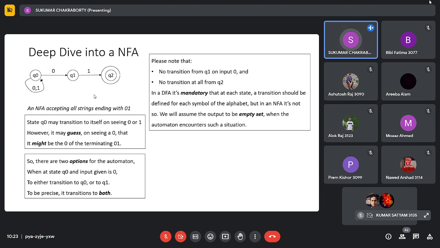We have not seen this in the case of DFA. In the case of DFA, at every state, there are arrows coming out labeled with all the input symbols. It should be determined at every state that on any symbol what will be the output state. But here you have the liberty to leave that undefined. At Q1, if you see an input 0, then it is not defined. So we assume that the output is an empty set. There is no transition happening. So it is an empty set.